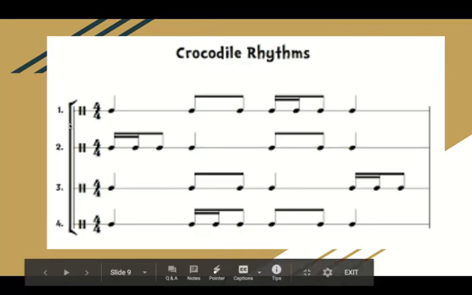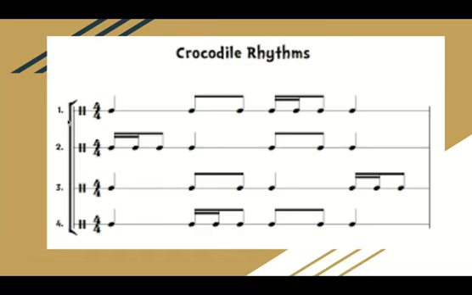Let's say each line twice. We'll start with line 1. Make sure they become crocodiles. And line 1, here you go. Ta, ti, ti, crocodile, ta. Ta, ti, ti, crocodile, ta.